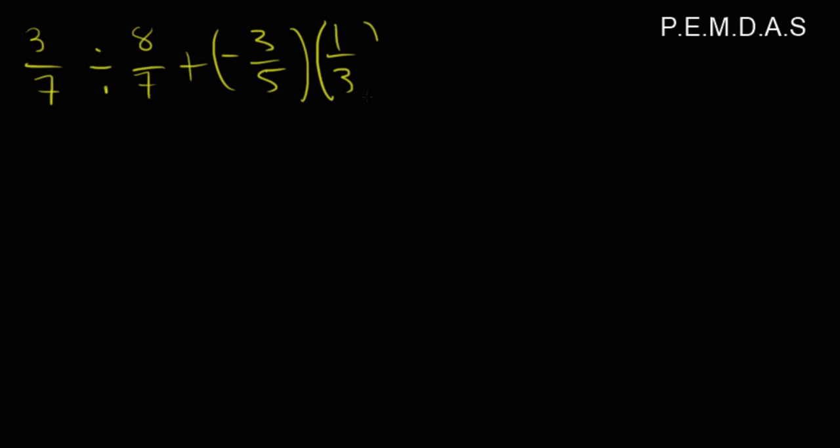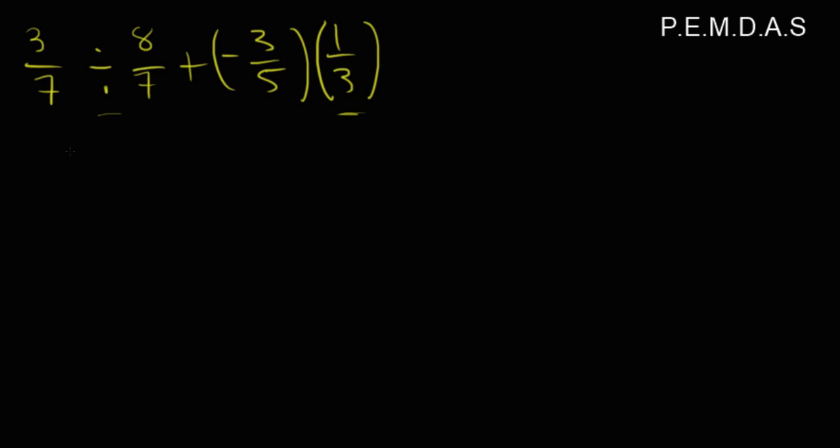I have 3 over 7 divided by 8 over 7 plus a negative 3/5 times 1/3. So now we have parentheses here, but they don't really count because they're not really roping off anything. They're just to keep things organized because we have the negative signs. So in this case, we work the division first.